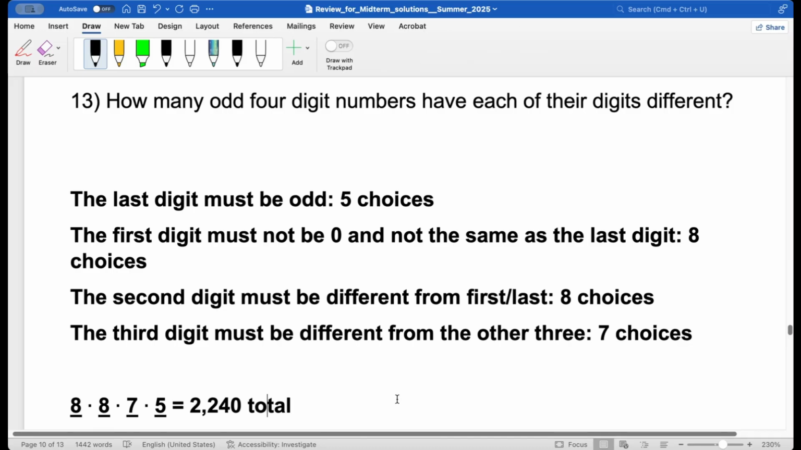So again, to recap, we have 5 slots for the last digit. It must be odd. Now, the first digit, we have to avoid whatever the last digit was, plus we can't have a leading 0. So that's 8 possibilities there. The second digit, we just have to avoid whatever we put down in the last and first spot. So that's 8. And then the third digit, we have to avoid the other 3. That's 7. We multiply it all out, 2,240.